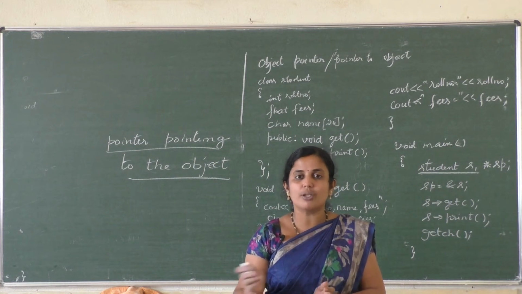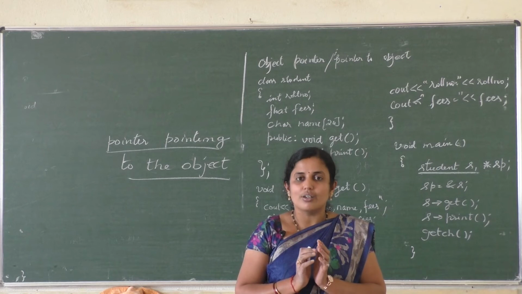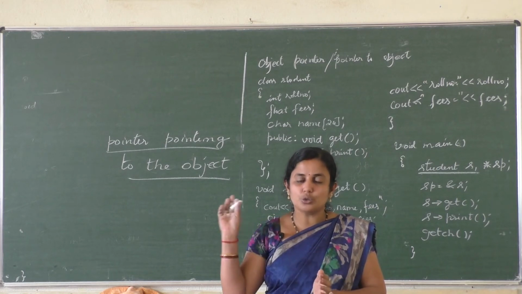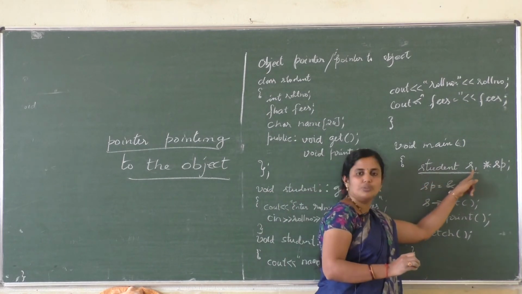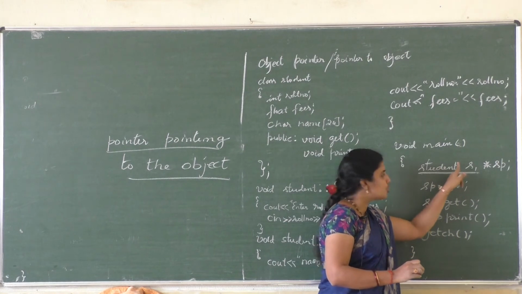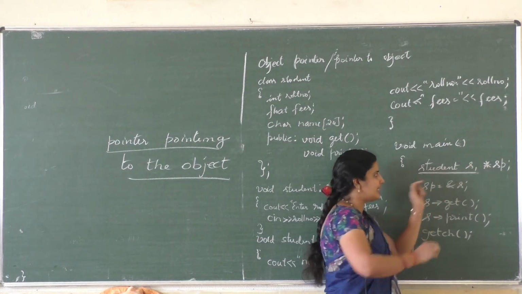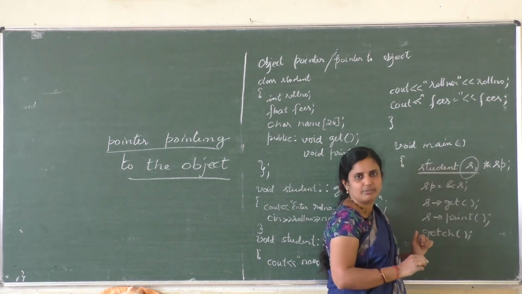An object is created for a particular class, right? Suppose I create a student class, its object will be of what type? S is the object created for the student class, so its type will be student. To store this object's address, we need a pointer variable, right?